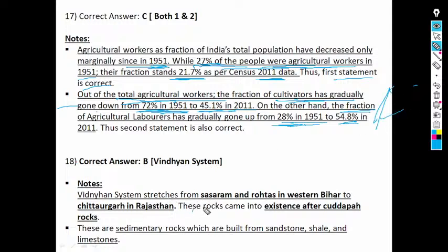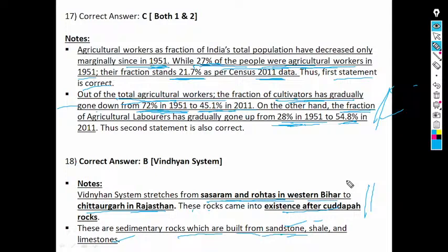The Vindhyan system stretches from Sasaram and Rohtas in western Bihar to Chittorgarh in Rajasthan. These rocks came into existence after Kadapa rocks. These are sedimentary rocks which are built from sandstone, shale, and limestone.